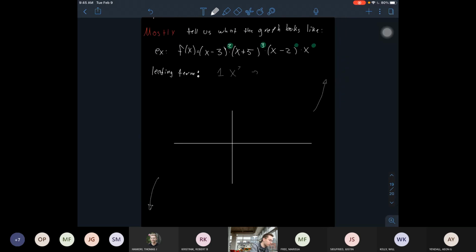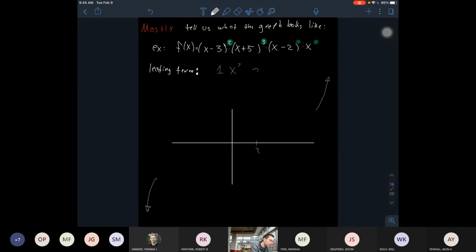And then I'm just going to plot each of these roots here. Positive 3 is here. Negative 5 is here. Positive 2 is here. And then 0. All I'm going to do is fill in the gaps. I know I should have passing behavior at x plus 5, so it's going to come in like this. At x equals 0, that's my next root. I'm again going to have passing behavior, so I have to turn around in order to pass. At x minus 2, again I have passing behavior, so I should turn around and pass through.